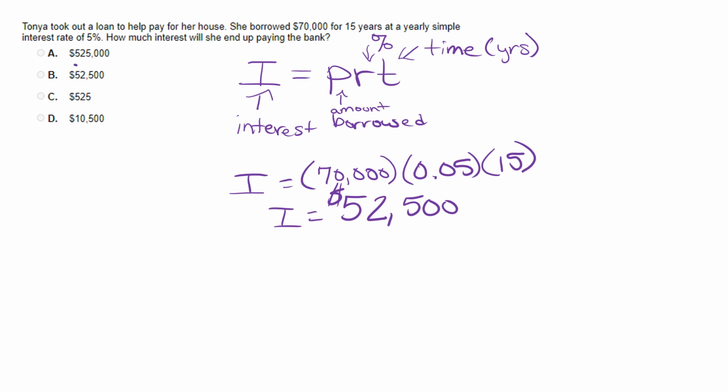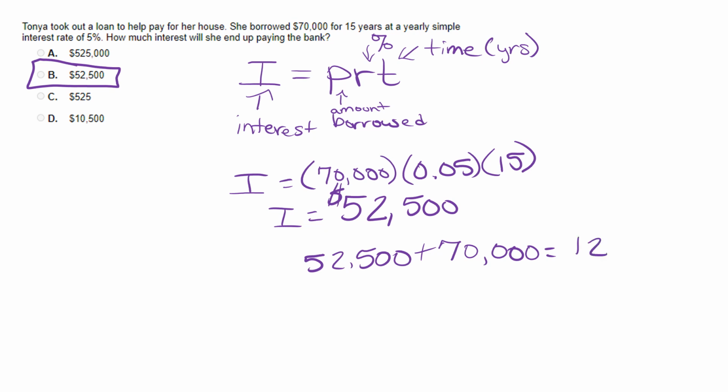Okay, now, if it wanted to go one step further and say how much was she paying total back, she would have to pay that interest plus the $70,000 she borrowed. So she would end up paying $122,500 back to the bank. So make sure that you are looking at that interest as well.